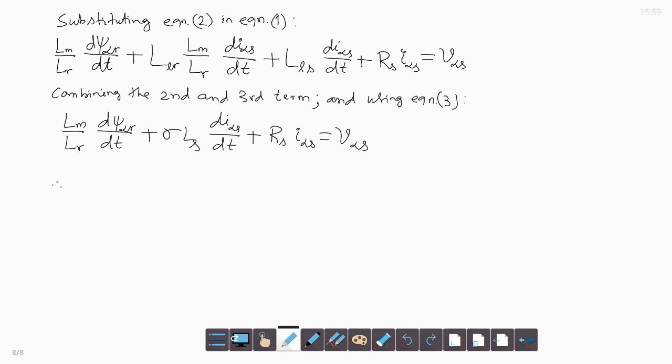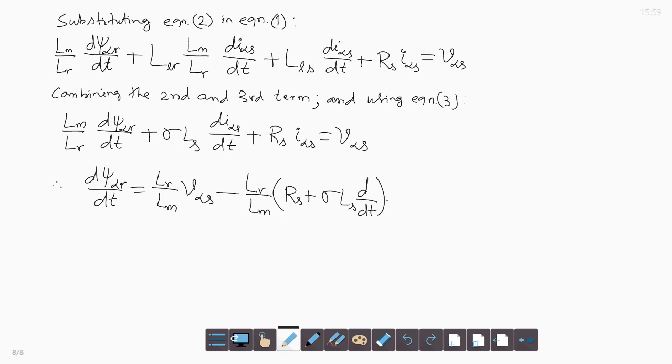So, from this equation we can write d psi alpha r by dt equals to, taking other terms to the right hand side, Lr by Lm into V alpha s minus Lr by Lm whole into Rs plus sigma Ls d by dt of I alpha s. This is equation number 4.